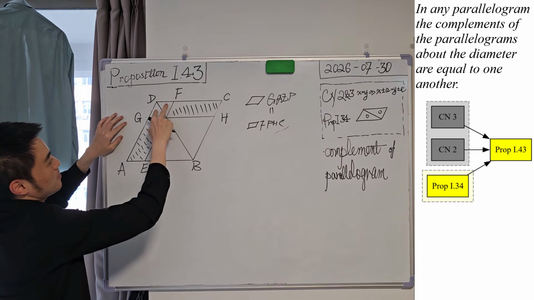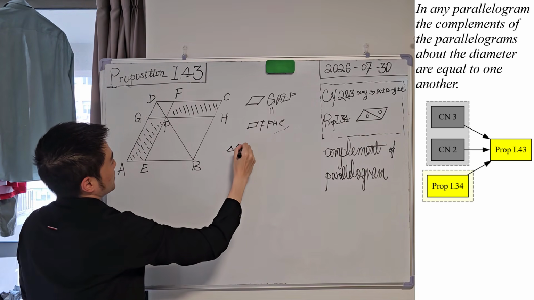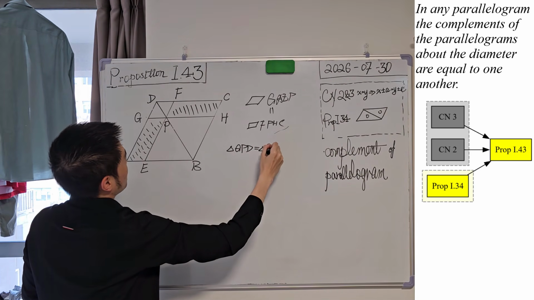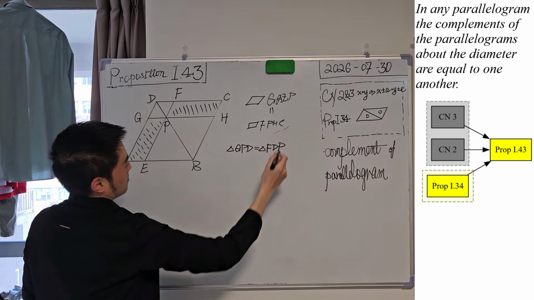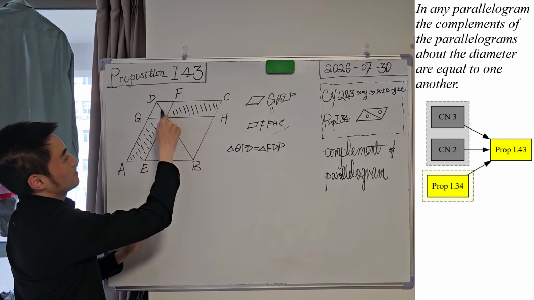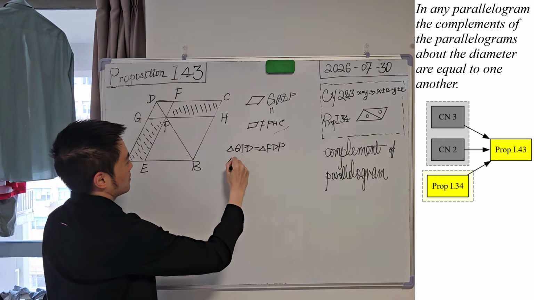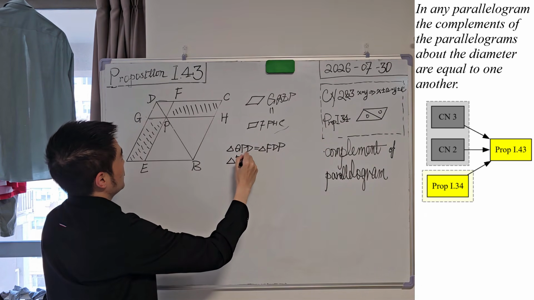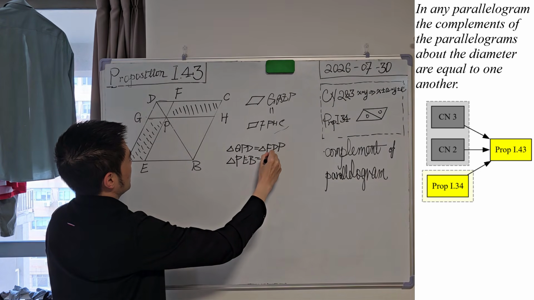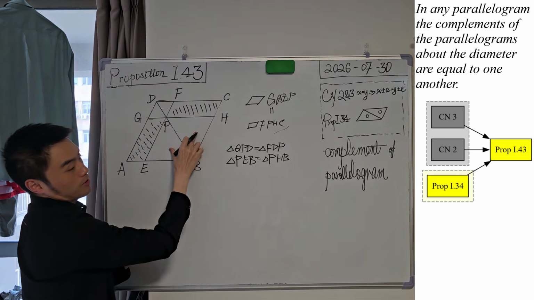So for this parallelogram, we have that triangle GPD is equal to triangle FDP, right? Because of proposition 34, this diameter bisects this parallelogram. And similarly, we know that PEB will be equal to PHB, right? These two triangles.